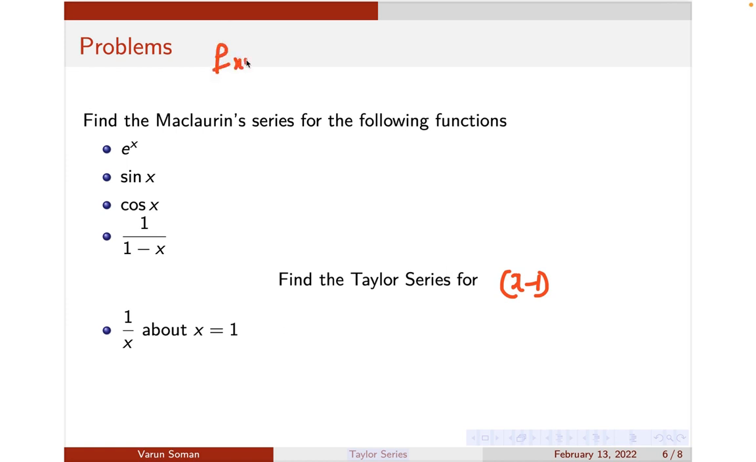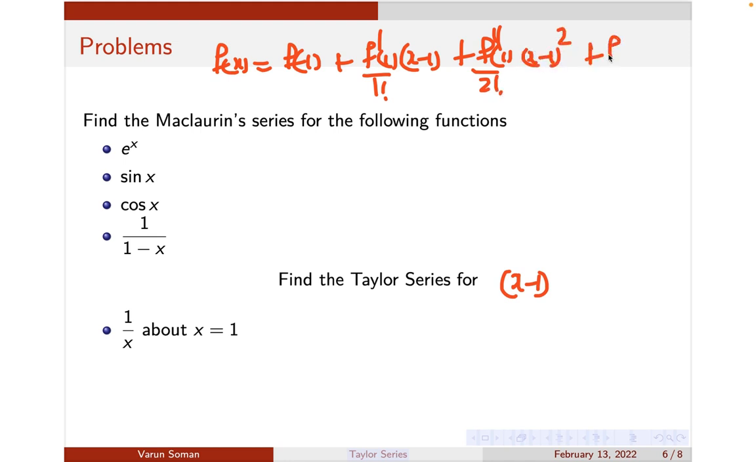So f of x is equal to f of 1, just look back at the expansion, f of 1 plus again f dash of 1 by 1 factorial into x minus 1 plus f double dash of 1 by 2 factorial into x minus 1 the whole square plus f triple dash of 1 by 3 factorial into x minus 1 the whole cube plus etc. So this is the expansion. Using the same approach you can do this also.